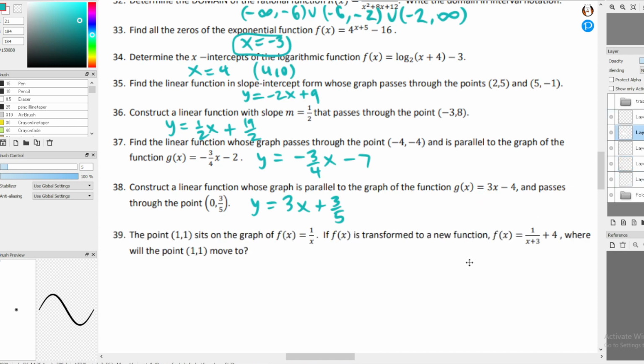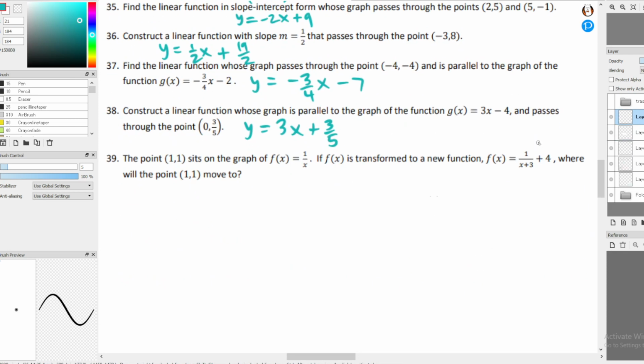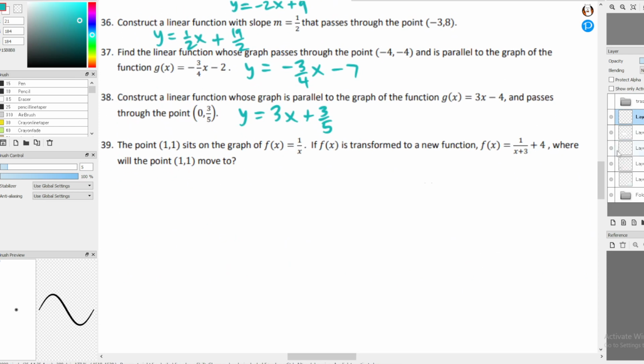That's 38. It's pretty simple. The point (1, 1) sits on the graph of 1 over x, and we are transforming it to a new function. Where will our point move? We have x plus 3, which means we're going left 3, and then plus 4, which means we're going up 4. So we're going to add 4 to our y.